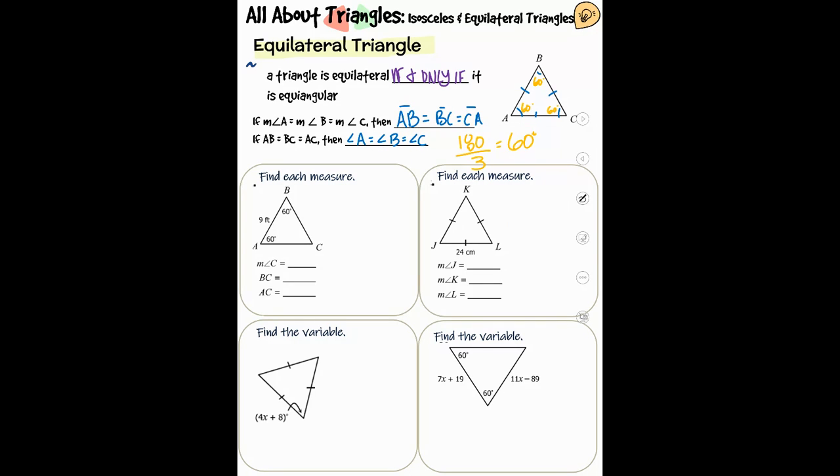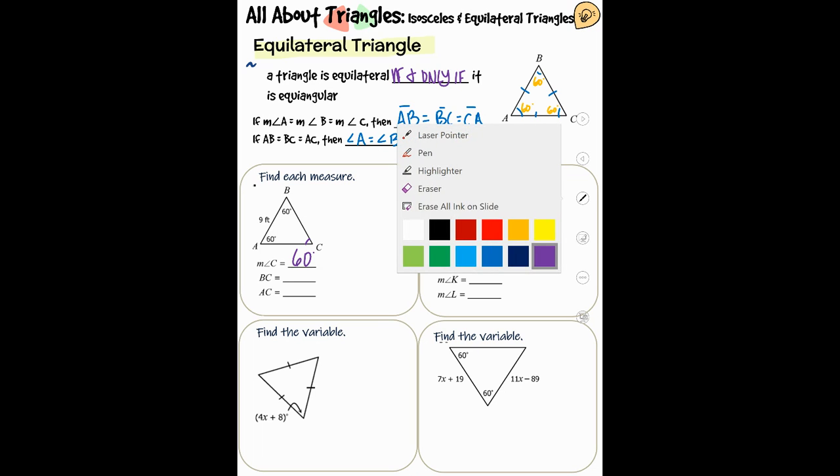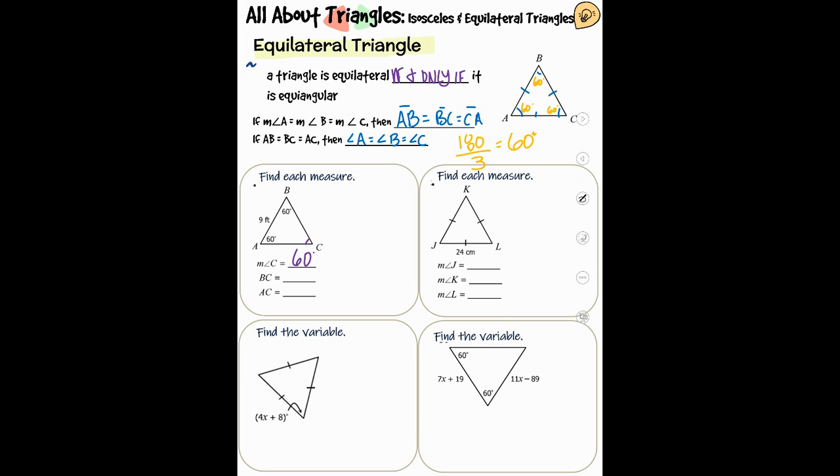So here, find the measures. We want to know what the measure of angle C is. We're in an equilateral triangle. We know that because the other two angles are 60, so C has to be 60. Since all of the angles are congruent, that means that all of the sides are congruent. So each of these sides are also 9 feet.